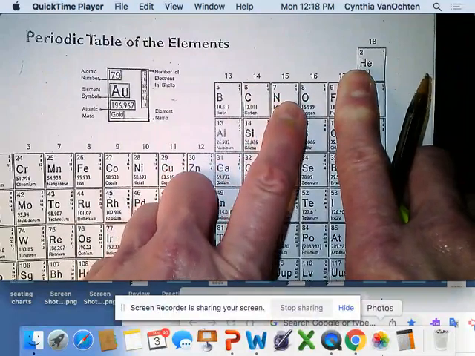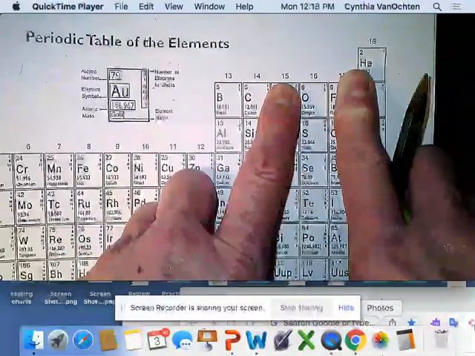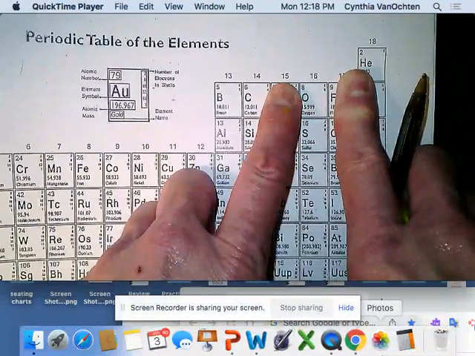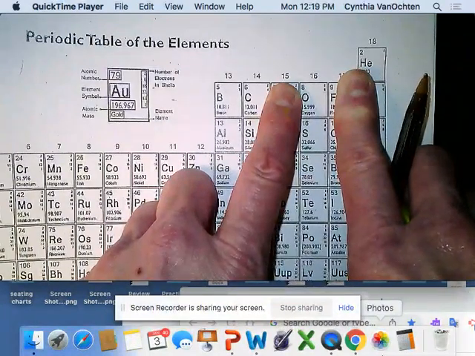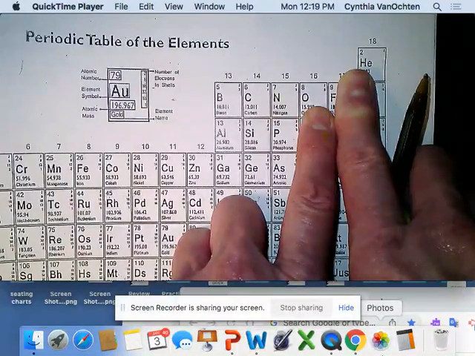These guys in the nitrogen family all have 5 valence electrons. So how many would they share with another element, you guys, if they have 5? They want 8. Say it out loud. 3. Good. What about oxygen? How many bonds is it going to make, or how many electrons is it going to share if it has 6? 2. Good. 7, 8.